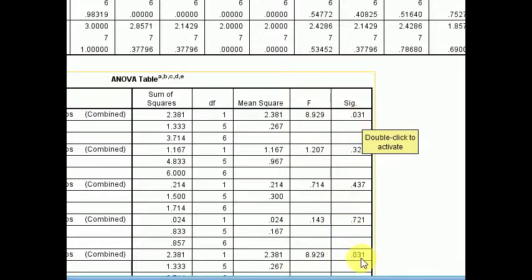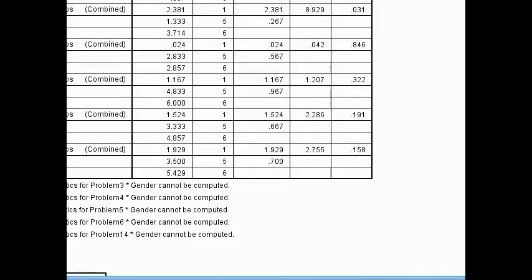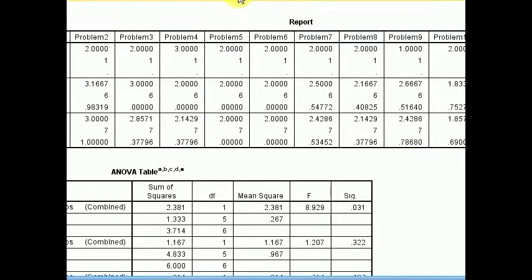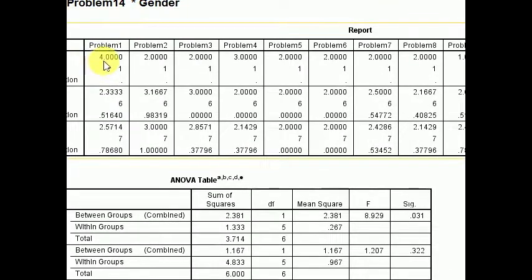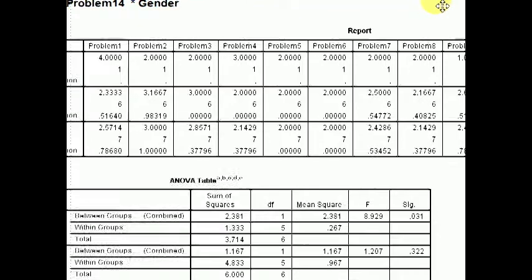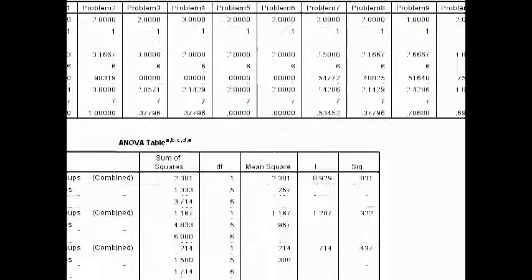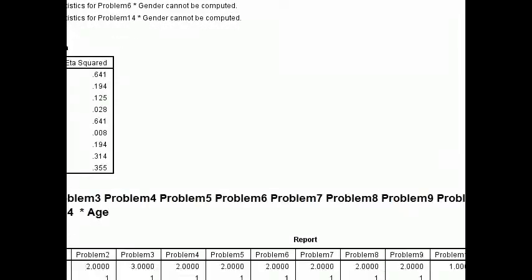Again, problem 9 also seems to be a concern. So 1 and 9, what else? That's it. So 1 and 9 are significant. Problem 1, male scoring it higher, very high, 4 versus 2.33. And then problem 9, again, this time male scoring it very low. And this is significant, 1 and 9. So you have to look at that, try to find out why they scored thus.